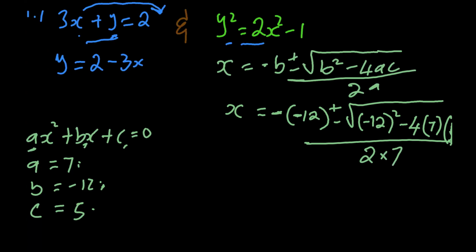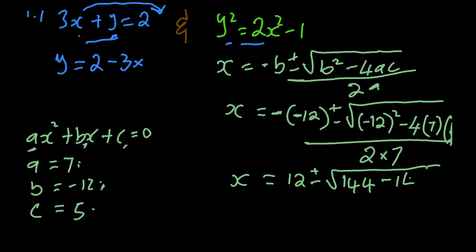Now you have x is equal to, so minus times a minus will give you a positive, so it's 12 plus or minus the square root of 12 to the power of 2, which is 144, minus 4 times 7 times 5. Let me calculate quickly. That's 140. All divided by 14.